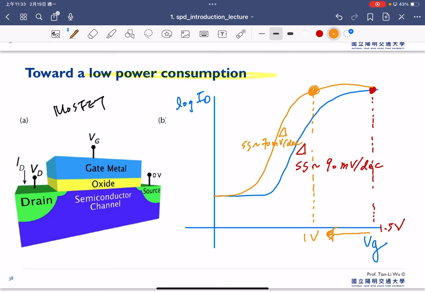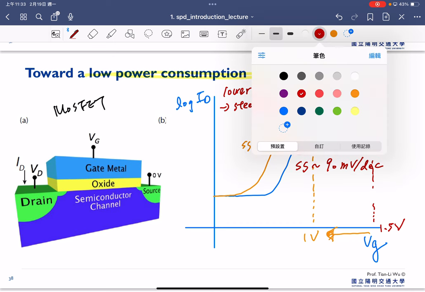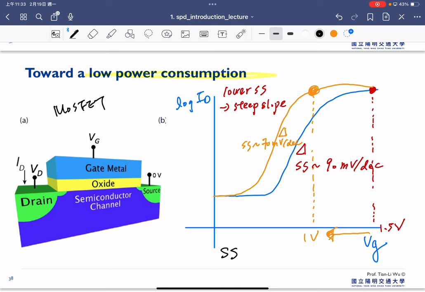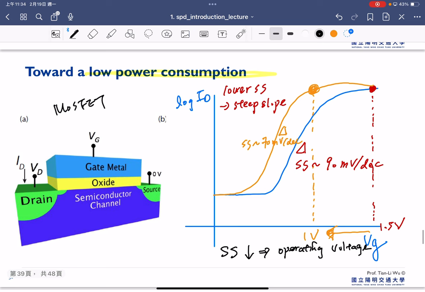So lower SS suggests the steep slope. So in the end, if we can fabricate the steeper slope, we can reduce the SS. That means our operating voltage can be reduced.